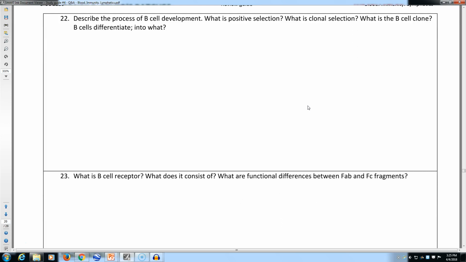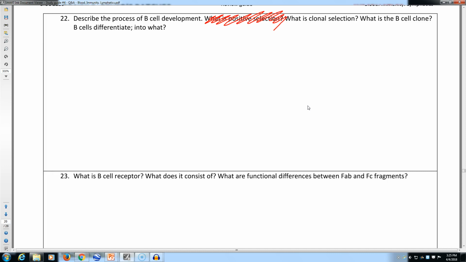B cell, it's not positive. It should be negative. B cells, what they must not recognize. Again, what they must not recognize. Know the process of selection and expansion, and what they differentiate into: plasma cells and memory cells.